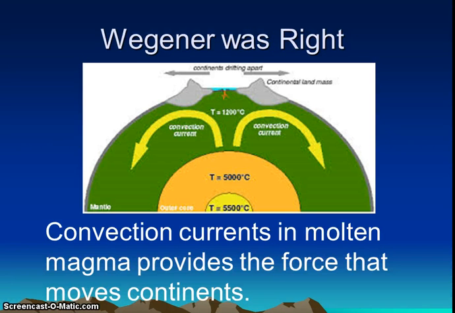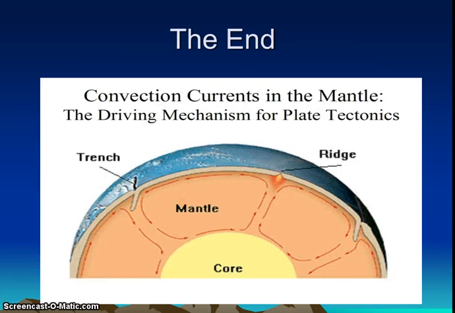So Wegener was right. Convection currents in molten magma provide the force that moves continents. This is an example that shows the convection currents as the driving mechanism for plate tectonics. The end.